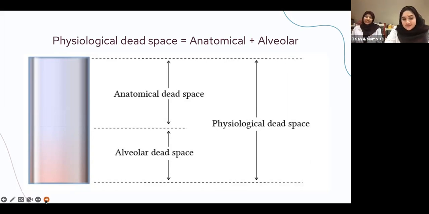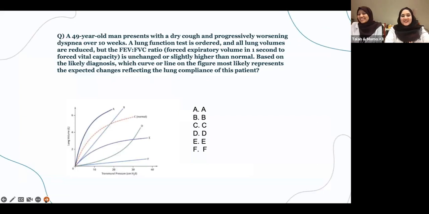Okay. So a 59-year-old man presents with a dry cough and progressively worsening dyspnea over 10 weeks. A lung function test is ordered and all lung volumes are reduced, but the FEV1/FVC ratio is unchanged or slightly higher than normal. Based on the likely diagnosis, which curve or line on the figure most likely represents the expected changes reflecting the lung compliance of this patient? So explain why, because you guys saw the answer. You should explain why.